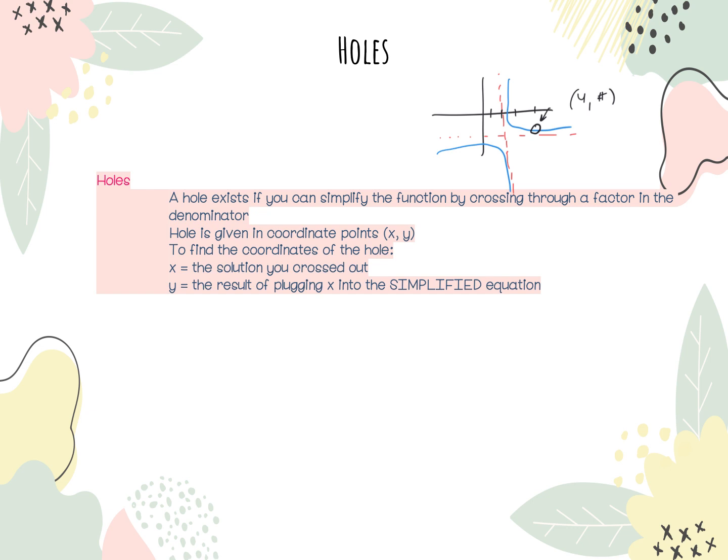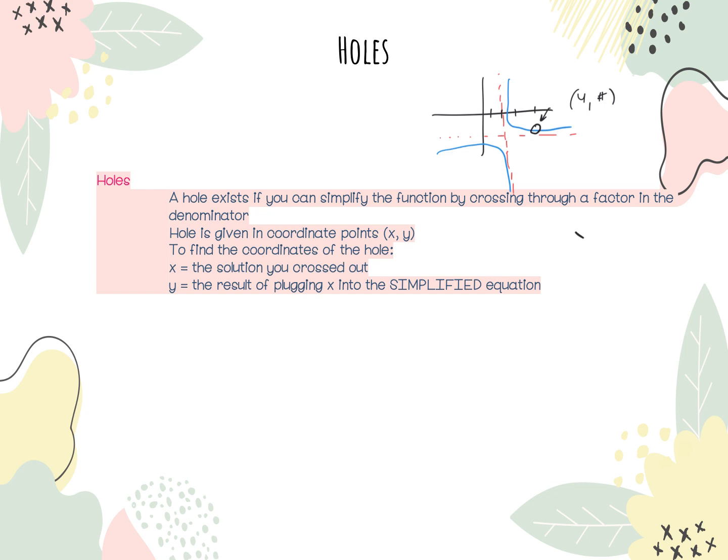When x is 4, you'll get this error for your output, or your y. And you won't really understand where that's coming from, and you won't even be able to see it on the graph. But you'll know how to recognize where the hole might be if it exists, and I'm going to teach you how to identify when it happens, and how to come up with this value. So again, a hole exists when you can simplify the function by crossing through a factor in the denominator. Okay, so what does that mean?